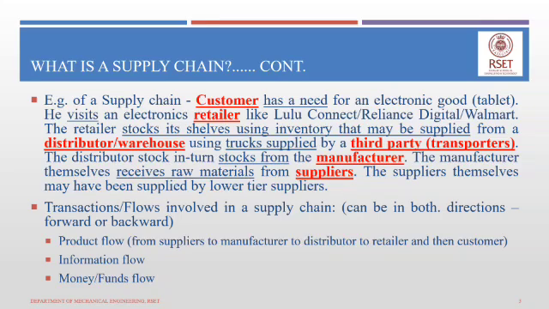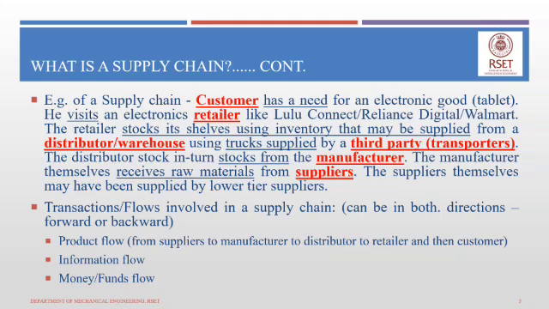And the retailers order from the distributor when consumers buy the products from them and they go low on their inventory for a particular item. So the manufacturer themselves, they receive raw materials from suppliers, right?